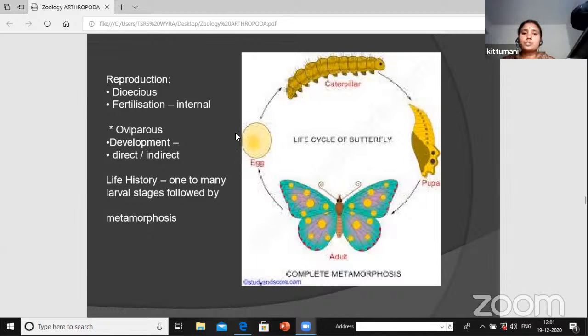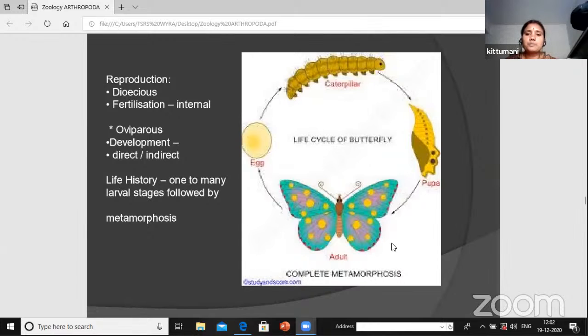Here organisms are of two types based on their reproduction. The first one is oviparous. Oviparous means egg laying, where the organisms lay eggs. Viviparous organisms give birth to the adult ones. Here the development is direct or indirect, meaning some larval forms are also present in their life history. One to many larval stages followed by metamorphosis.